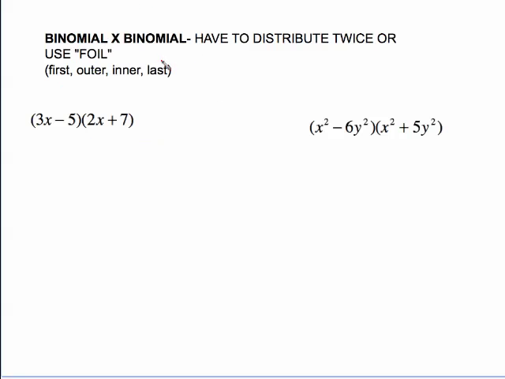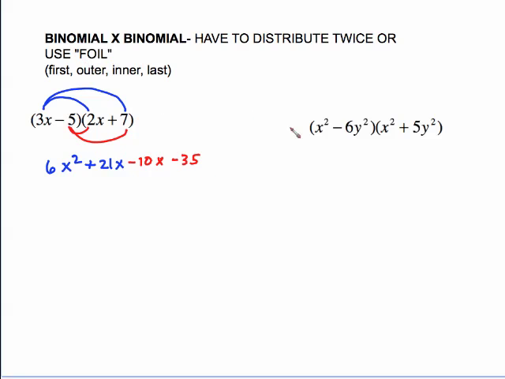This leads us to a binomial times a binomial, which most of you know as FOIL. Basically, FOIL is just distributing twice. That's the way we really do this, is distribute the 3x through here. So 3x times 2x is 6x squared. 3x times 7 is 21x. Then I'm going to distribute using the negative 5. Negative 5 times 2x is negative 10x, and negative 5 times 7 is negative 35.